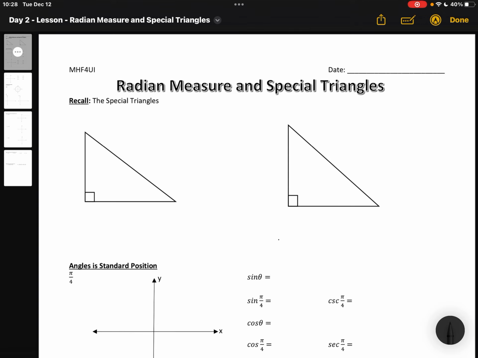So this video is a repeat of something that you did in grade 11, the cast rule, except this time we're going to use radians instead of degrees. The mechanisms are the same, just the notation is a little bit different.